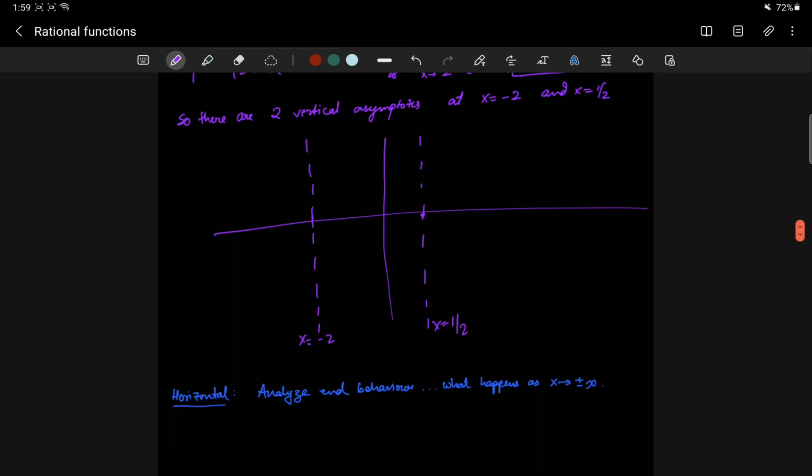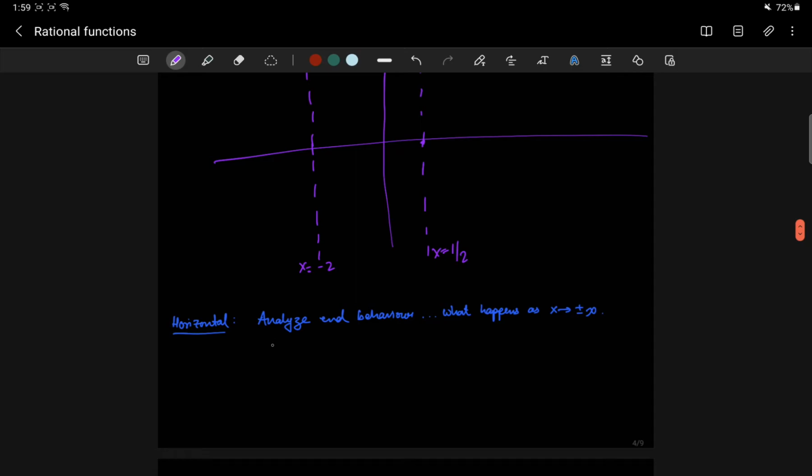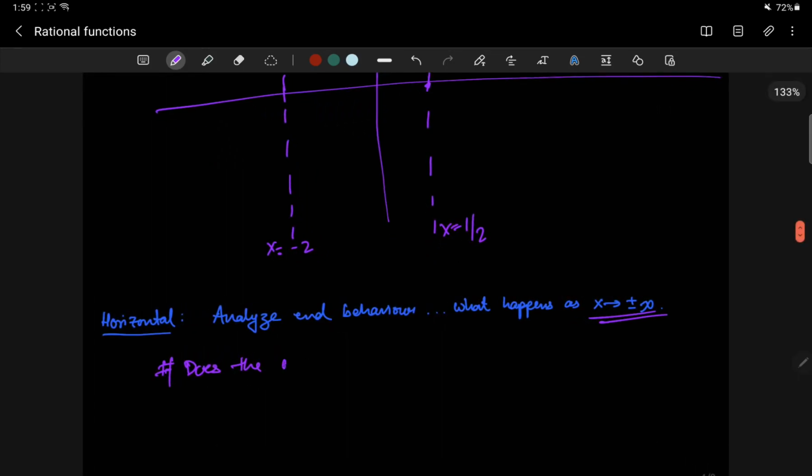What about the horizontal asymptote? Now, what is the meaning of horizontal asymptote? It means you're analyzing the end behavior, which is what happens when your input gets infinitely large or infinitely small. So x goes to positive infinity or negative infinity. You're basically asking if the output settles upon a particular fixed value.